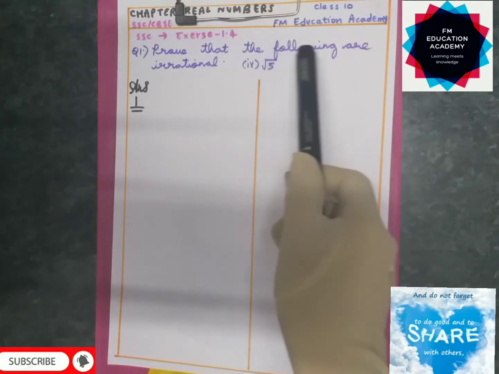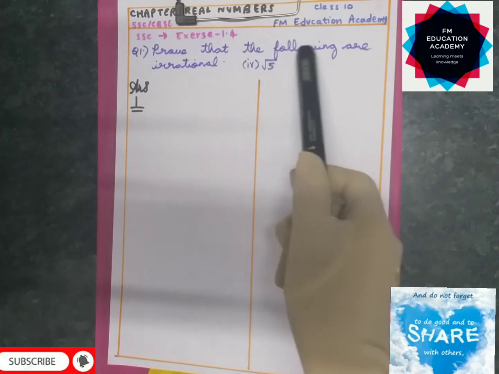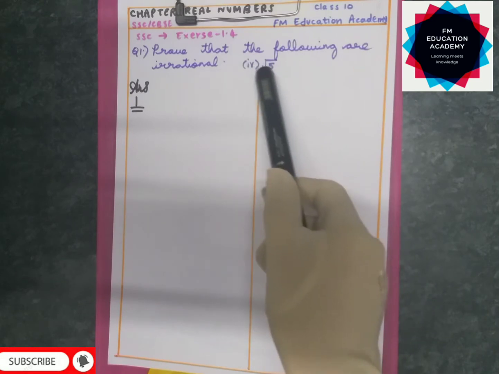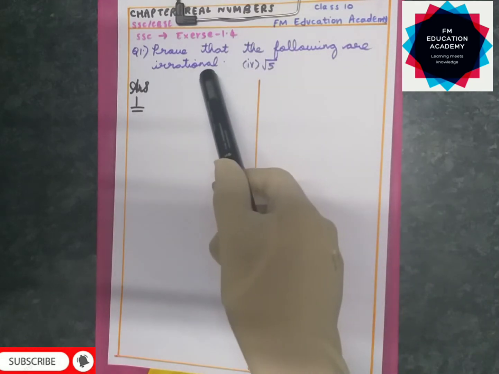Prove that the following are irrational. We have to prove in the question that this number root 5 is an irrational number.